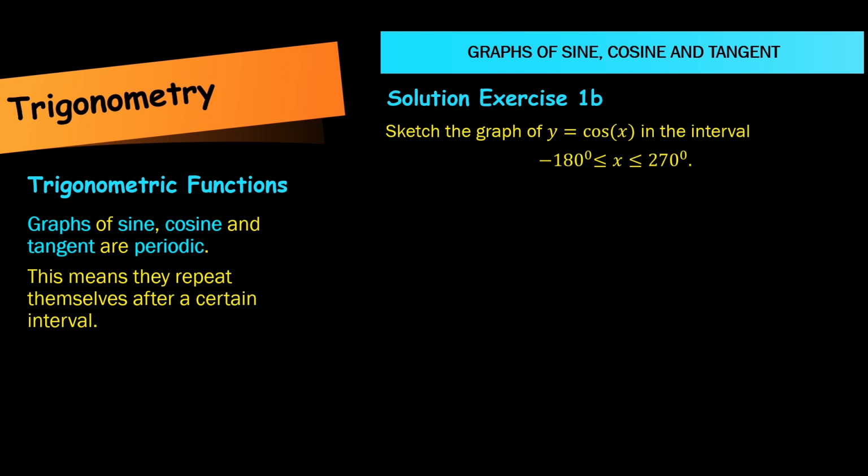What about example 1b? You're required to sketch the graph of y equals cos x in the interval minus 180 degrees to 270 degrees. This looks something like this.